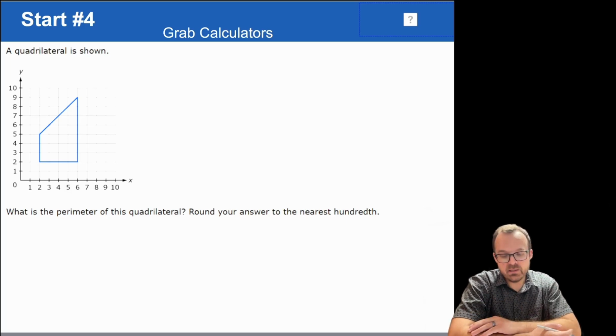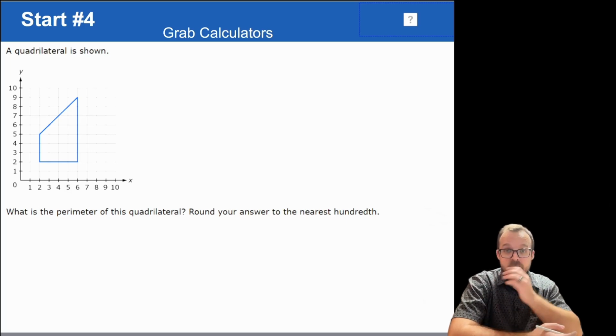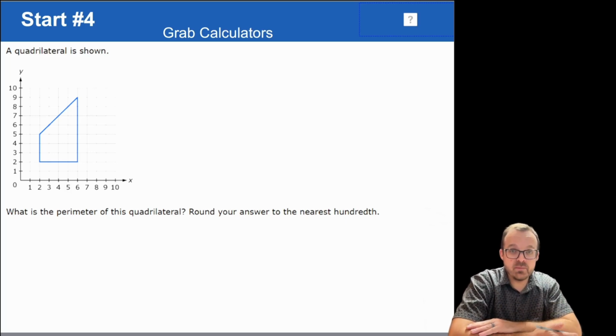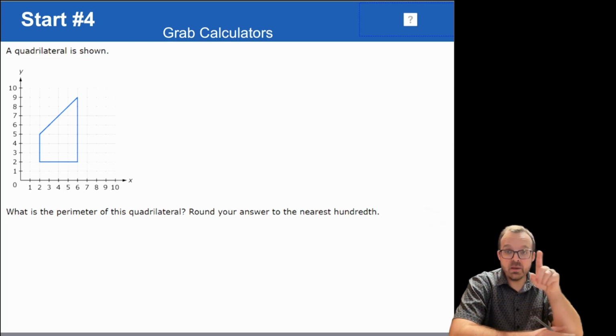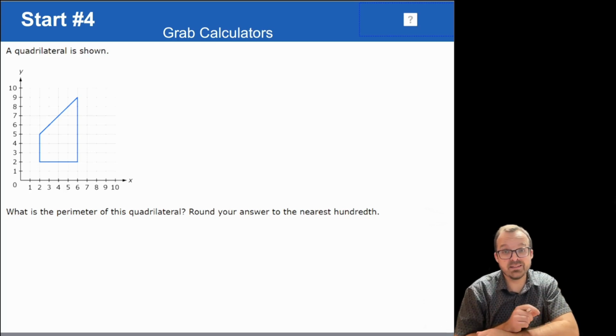But before we begin that, we're going to start with this starter, number 4, and all you have to do is find the perimeter. To find the perimeter of a shape, remember that you just have to go around the outside of the shape and add up all the sides. Now this shape is a little tricky. Let's take a look.